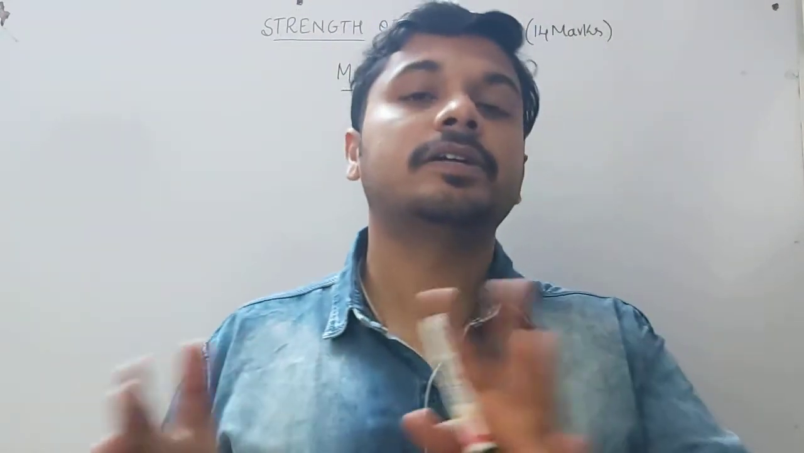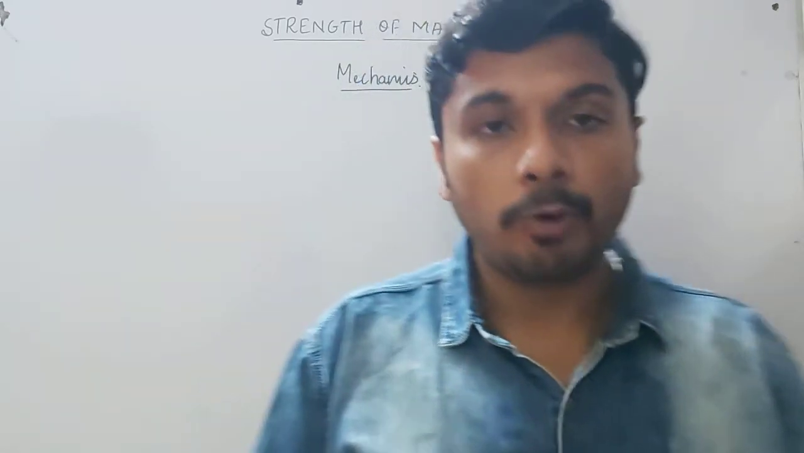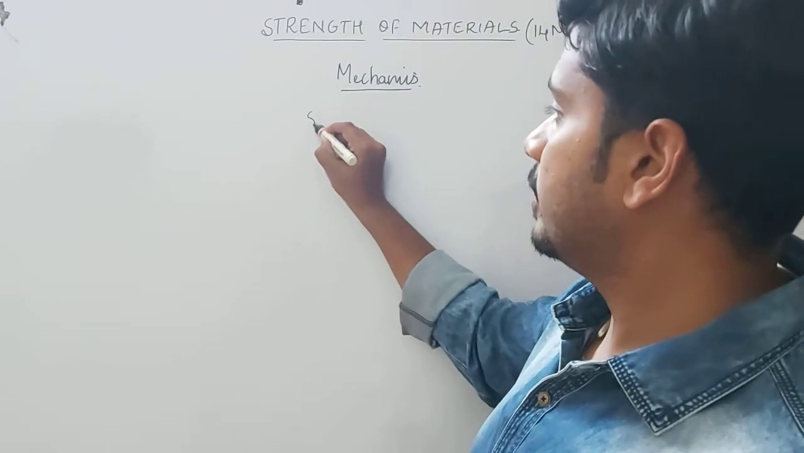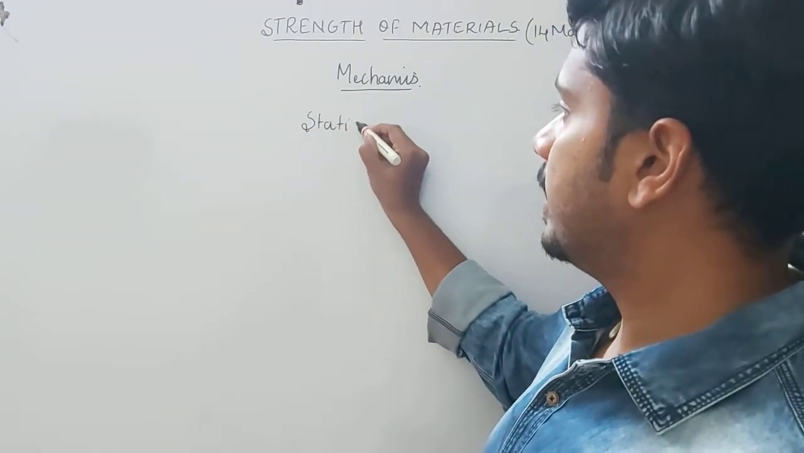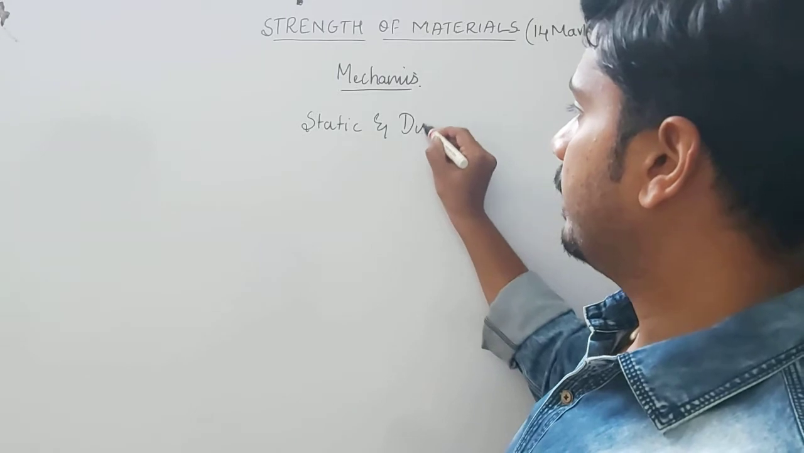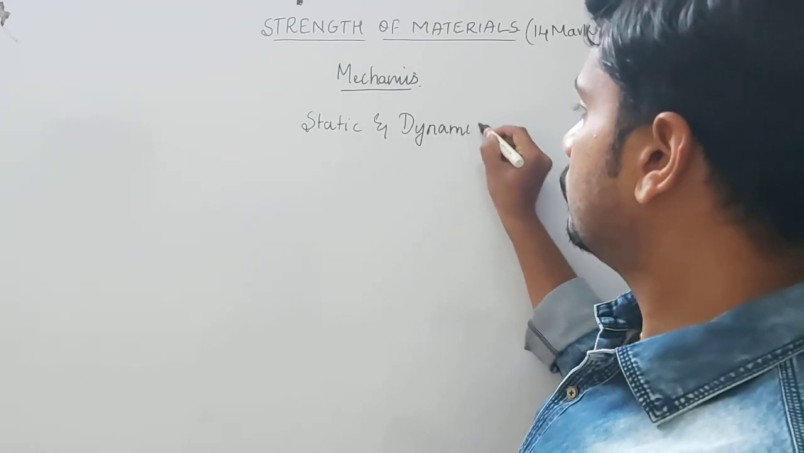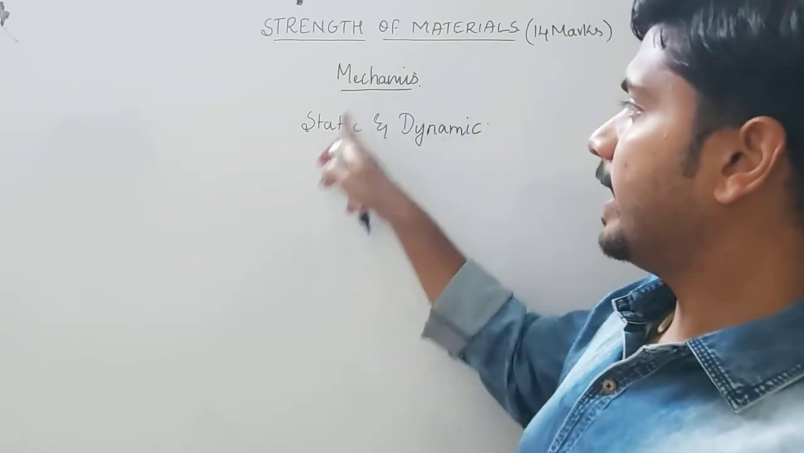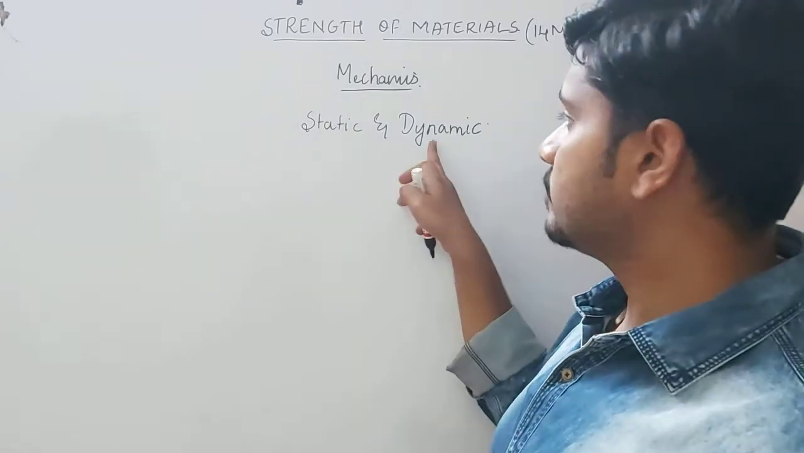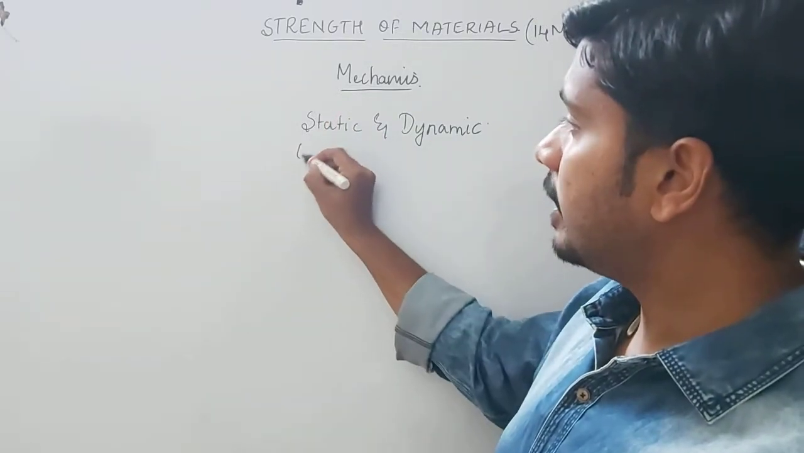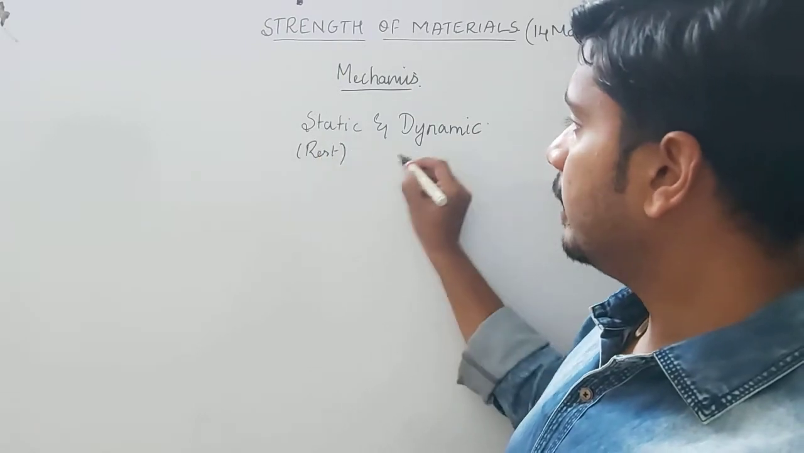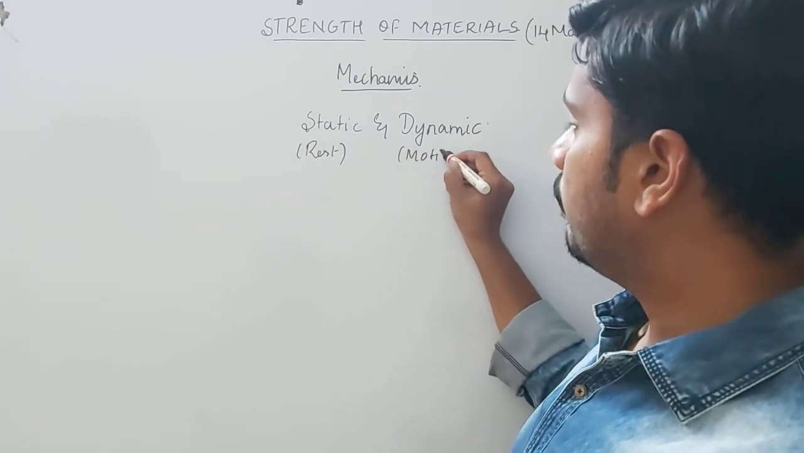Mechanics is a branch of science which deals with a body which is under rest or under motion. There are two concepts, one is static and one more is dynamic. So mechanics deals with static as well as dynamic: the body which is under rest and the body which is under motion.